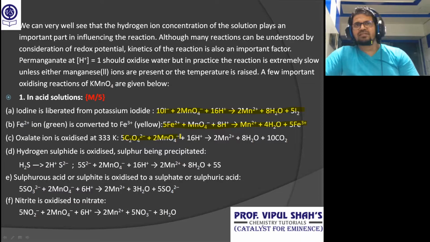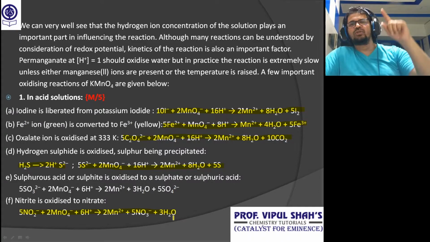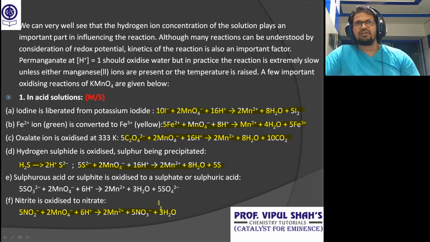Oxalate is oxidized to carbon dioxide. MnO4 is reduced to Mn2 plus. Same way, H2S is oxidized to H plus and sulfide ions, and the sulfides separately will get converted to sulfur that way. Sulfurous acid or sulfides are oxidized to sulfate, nitrites to nitrates. So these are the reactions basically where KMnO4 will react. So in the exam, if they ask an MCQ, we can balance the reaction as we all know the redox methods, with respect to oxidation number or with respect to the electron ion method.